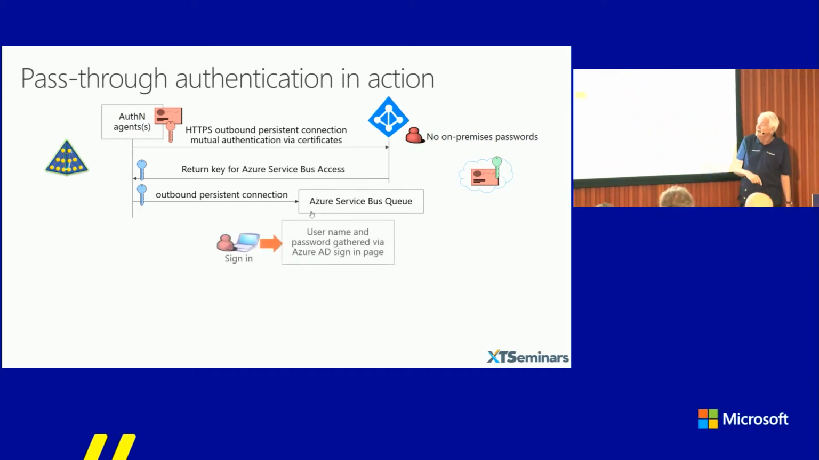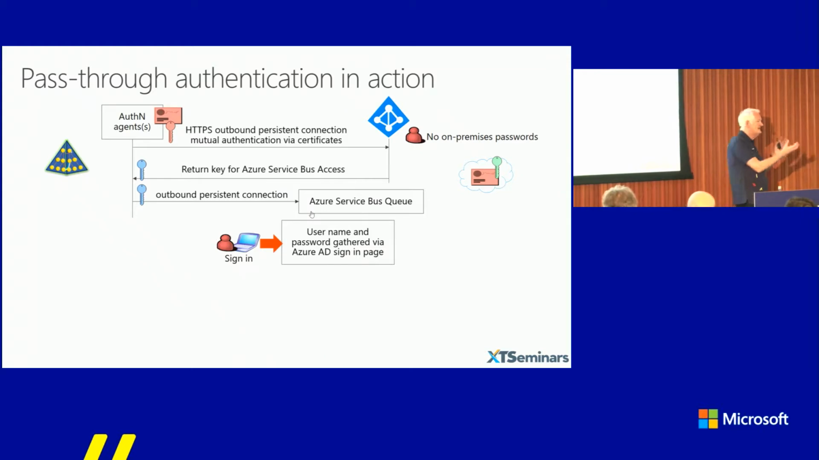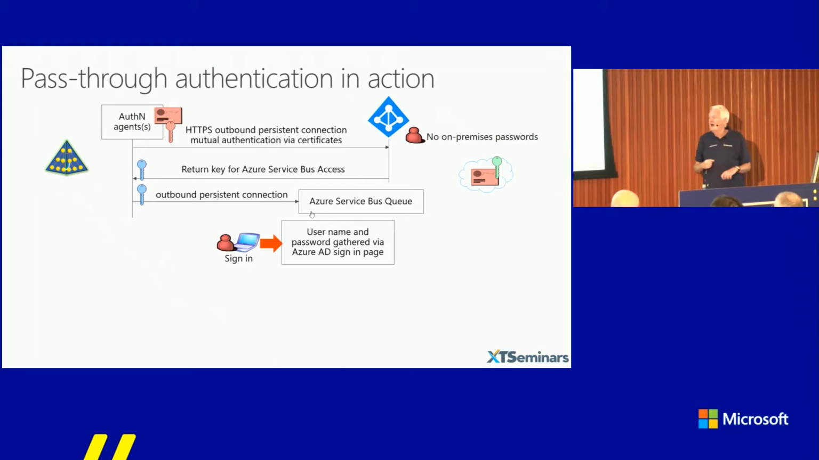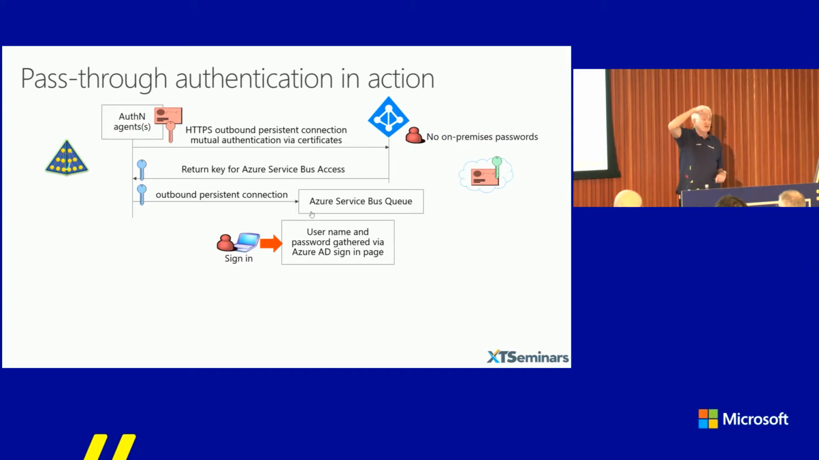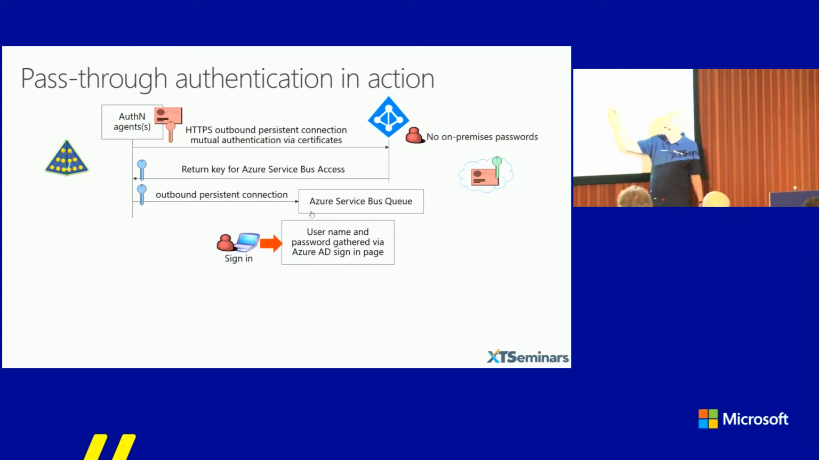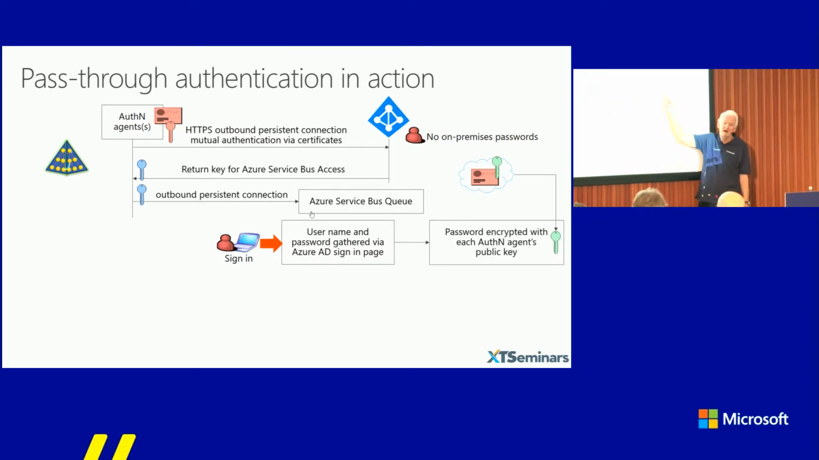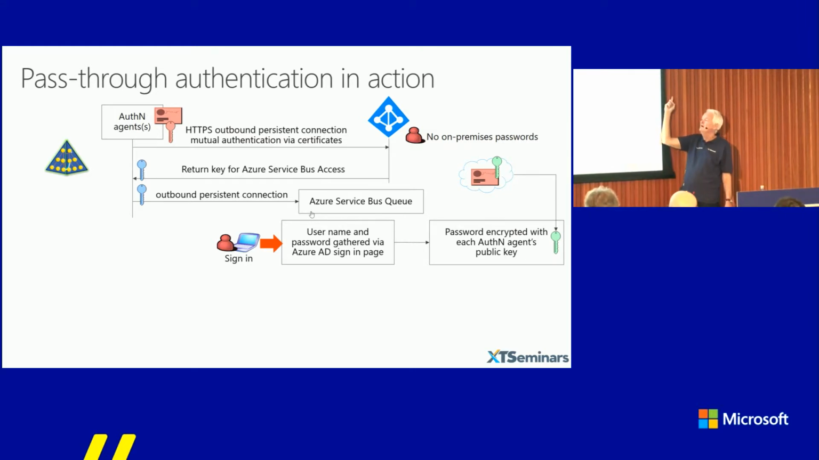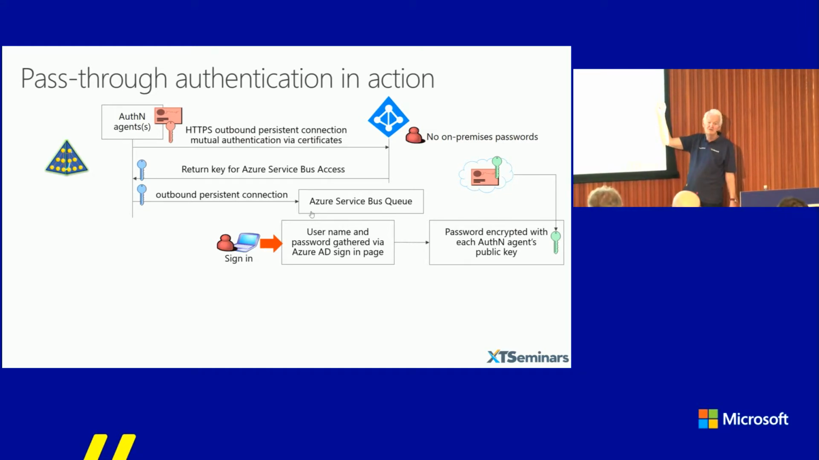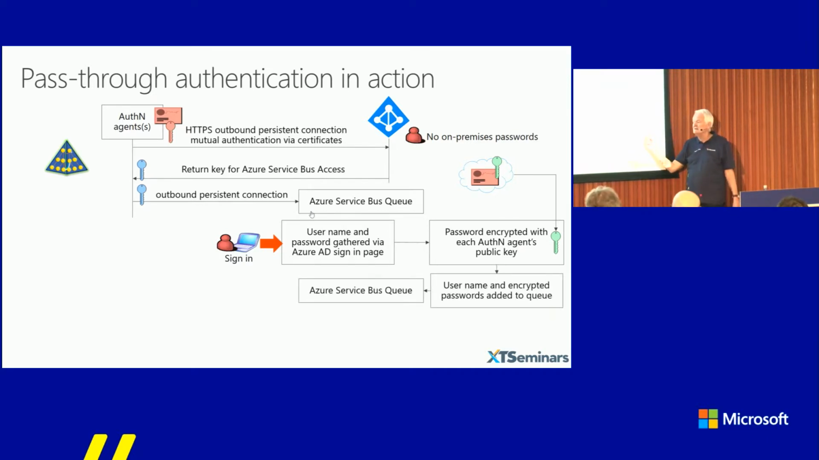Okay. Next job, user comes to log in. We gather the credentials from the user and Azure AD will detect that this user is enabled for PTA, as in pass-through authentication. So as it's enabled for pass-through authentication, we'll take the password and we'll encrypt it with the Auth-N agent's key. And we'll do that for each Auth-N agent. And then we'll put the username and the encrypted password into the service bus queue. Right? That guy's listening to the service bus queue.